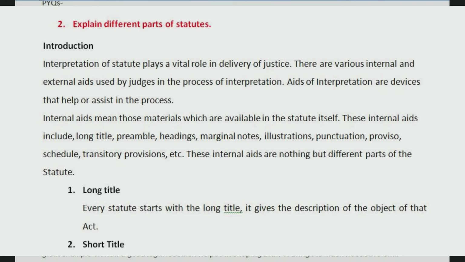All right. Now you know by now what a statute is, right? So the next topic is to explain different parts of a statute. You know what a statute is, or you do not? Can you once tell me, ma'am? So what is a statute? I'll just tell you.